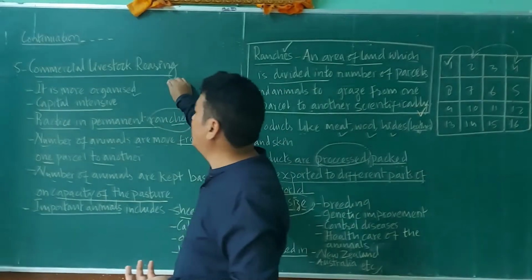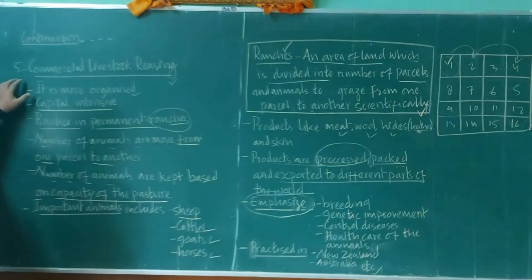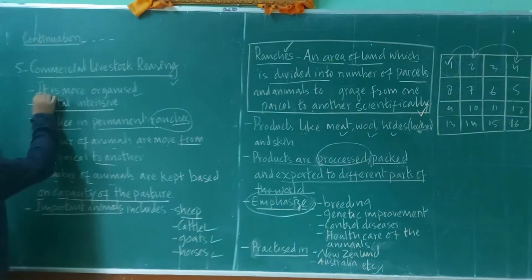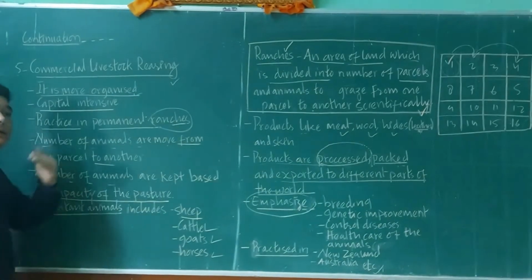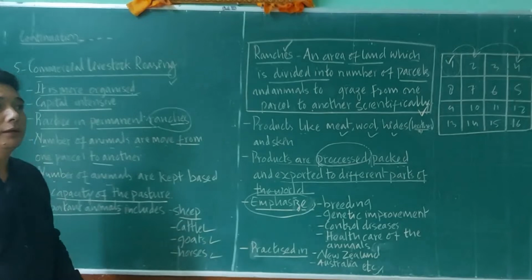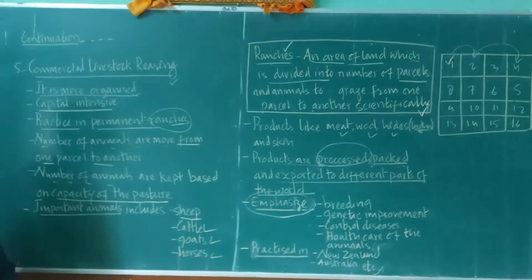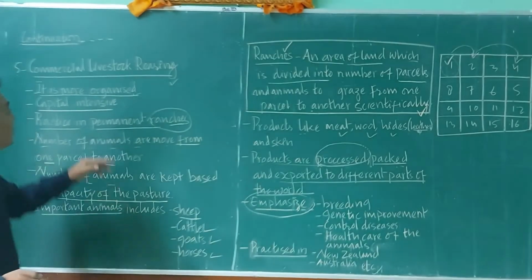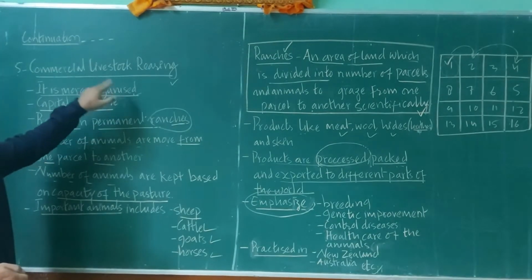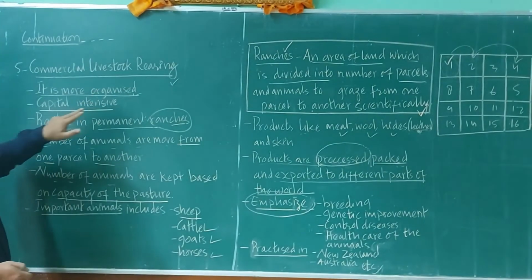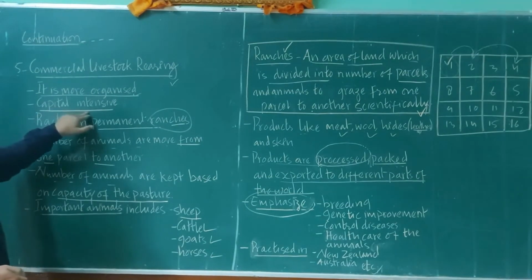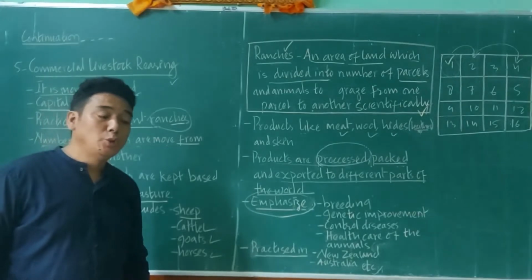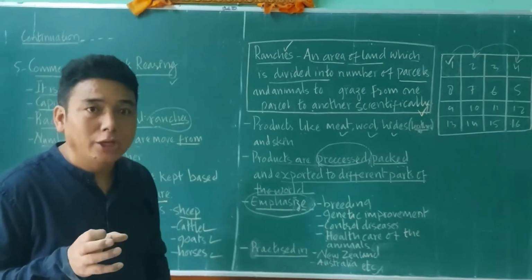Now we should see what the steps in commercial livestock raising are. It is more organized, whereas nomadic herding is not that organized. They move from one place to another, and that is seasonal. But here it is more organized, and at the same time capital intensive. Capital intensive in the sense they will use more money.